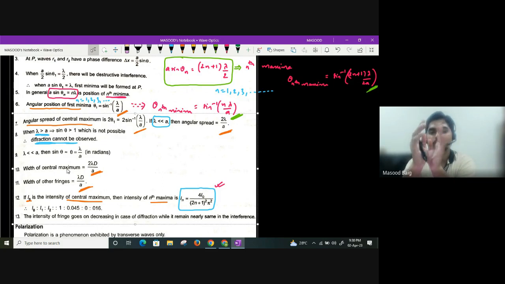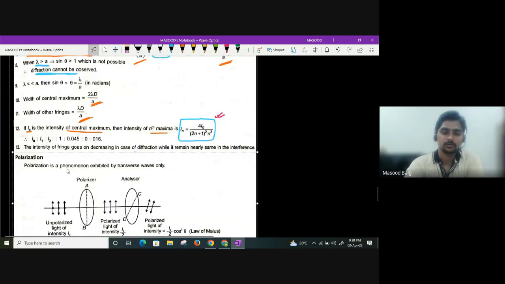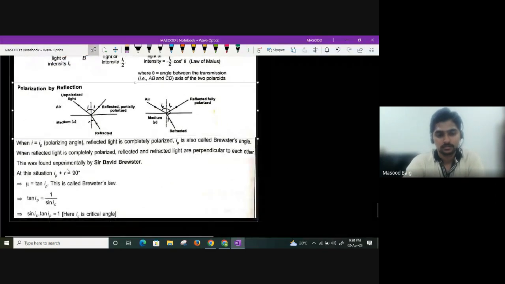Similarly, around 10 points in Young's double slit experiment. You will have 2-3 points only in polarization that we will be discussing in tomorrow's class. Clear, all of you? Yes, go ahead, sir.